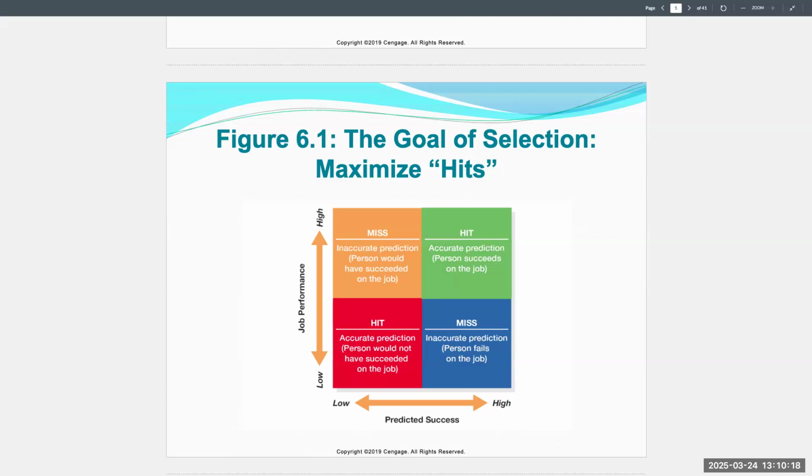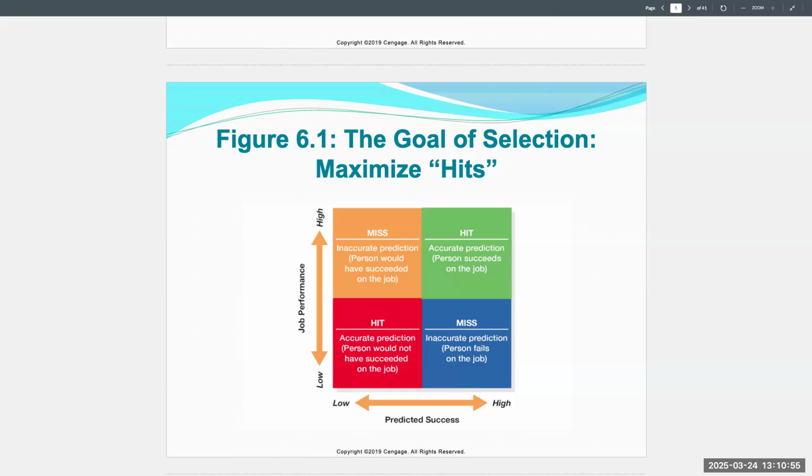Let's unpack each quadrant. On the top right quadrant, you'd see that we have the hit, which is the ideal scenario. The organization predicts high performance, hires the individual, and the individual delivers. That's a win. In the bottom left, we also have a hit, but it's the opposite case. We predict someone won't succeed, and in fact, they wouldn't have. While the person doesn't get the job, the system worked correctly in filtering them out. So both these scenarios show that your selection method is doing a good job making accurate decisions.